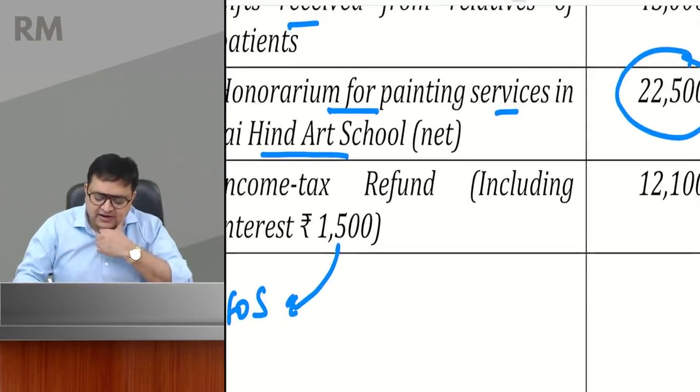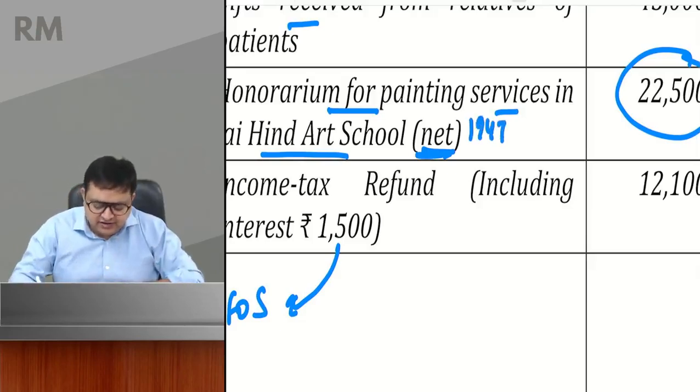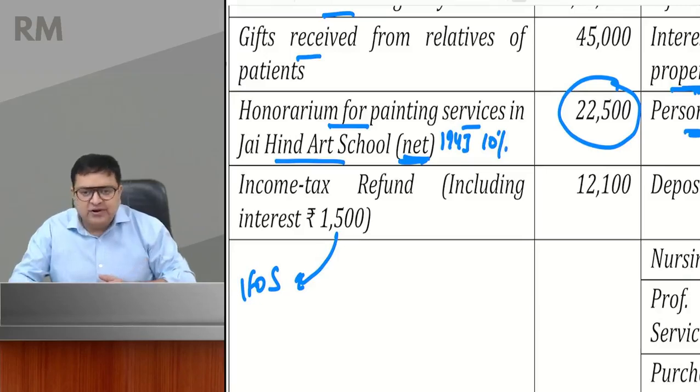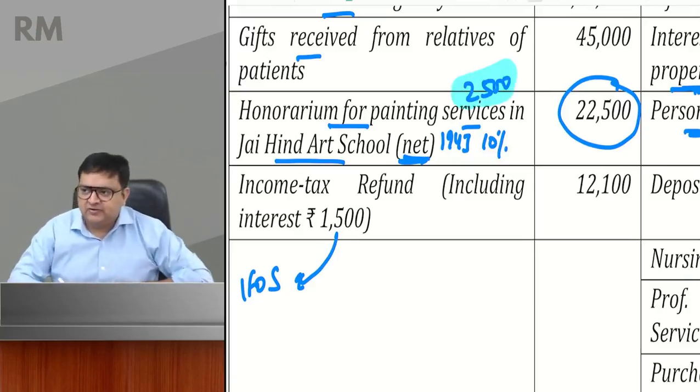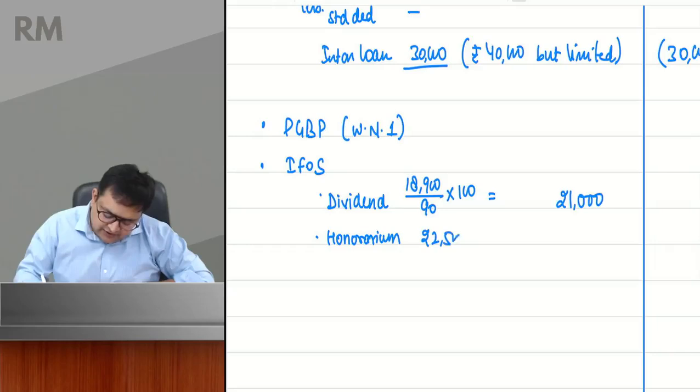And here also it is written net. So we will assume that 10% TDS is there under section 194J, as a professional, we have paid it. So this is again the same thing we have to do. 10% TDS was there, so it will be 25,000 and 2,500 would be the TDS over here, but the gross amount is 25,000. Correct, Aditya? So honorarium, 22,500 divided by 90 into 100, 25,000.